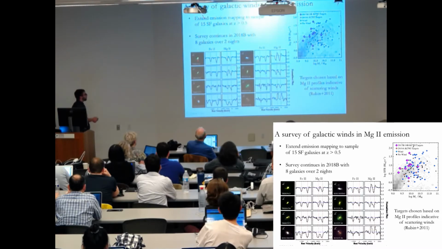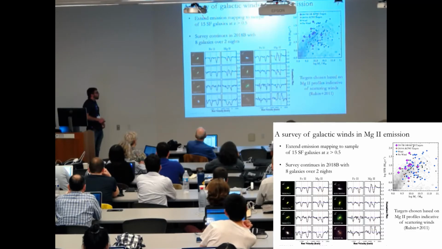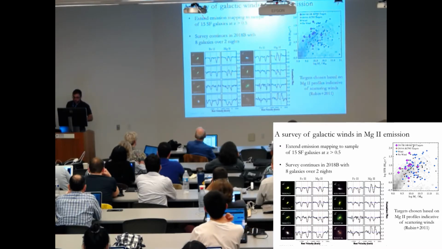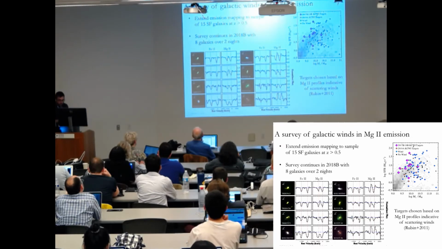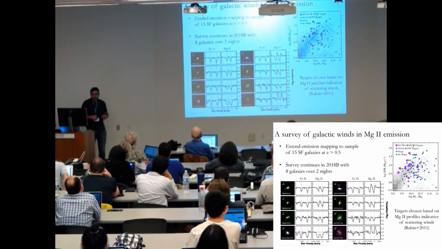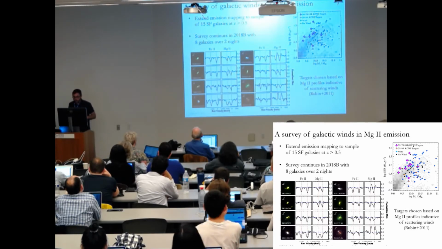So these are just HST images of the targets, and then the LRIS spectra of these particular targets. The equivalent width ratios of the magnesium-2 profiles suggest that these are characteristic of these resonantly scattering winds. So stay tuned for these data. Observations will begin in January.